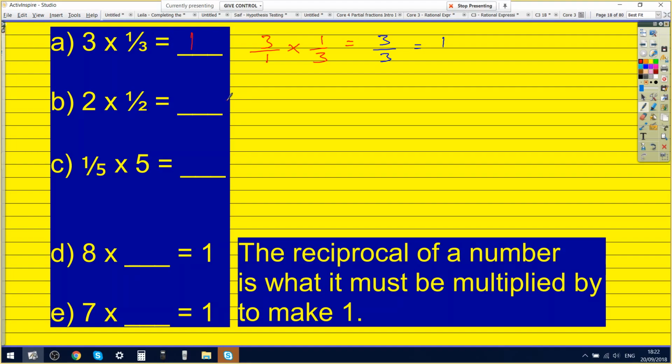Would it be the same thing again, like summing, or what is it? Yeah, you could do it the same way. 2 can be written as 2 over 1, times 1 over 2. So that'd be 2 over 2, and that would be 1. Yeah. Next one.